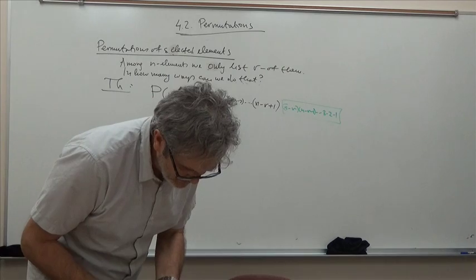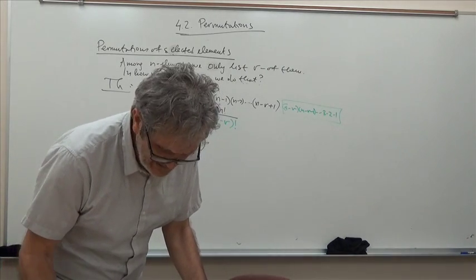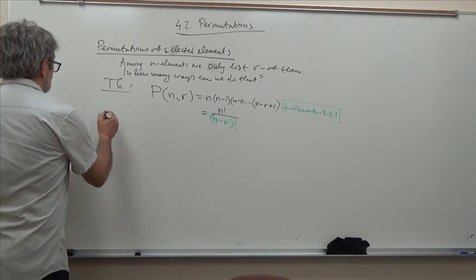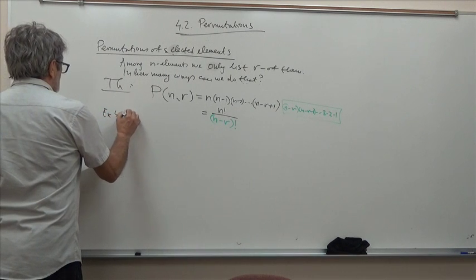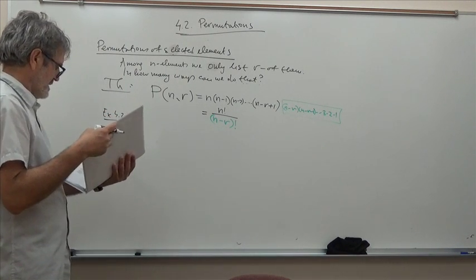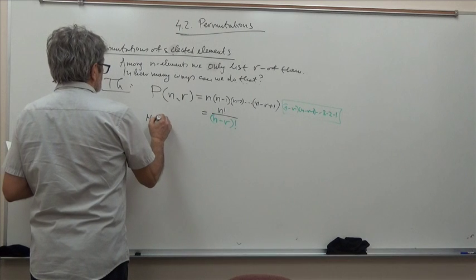So how does that work? The next example says, for example, 4.2.2 says the following. How many 4-digit numbers exist?